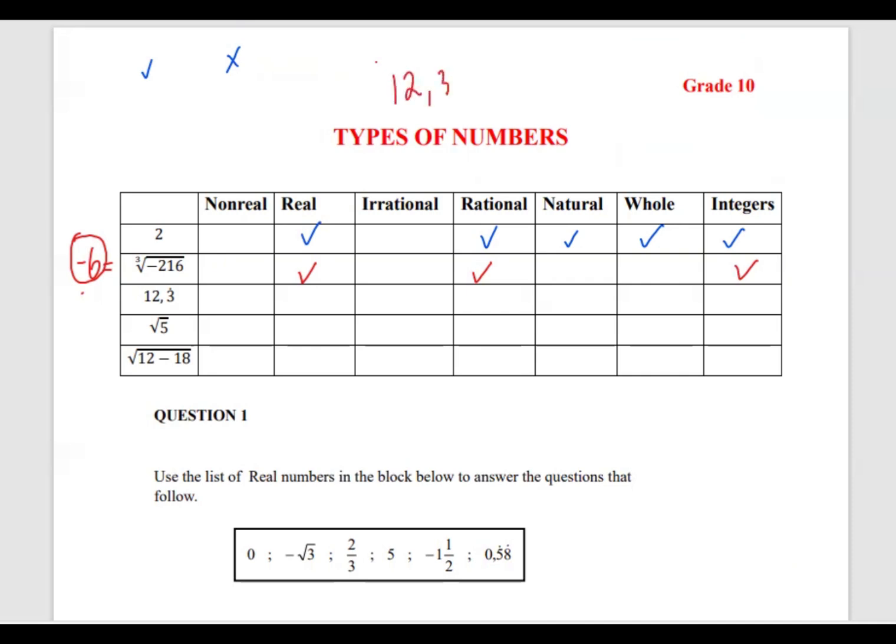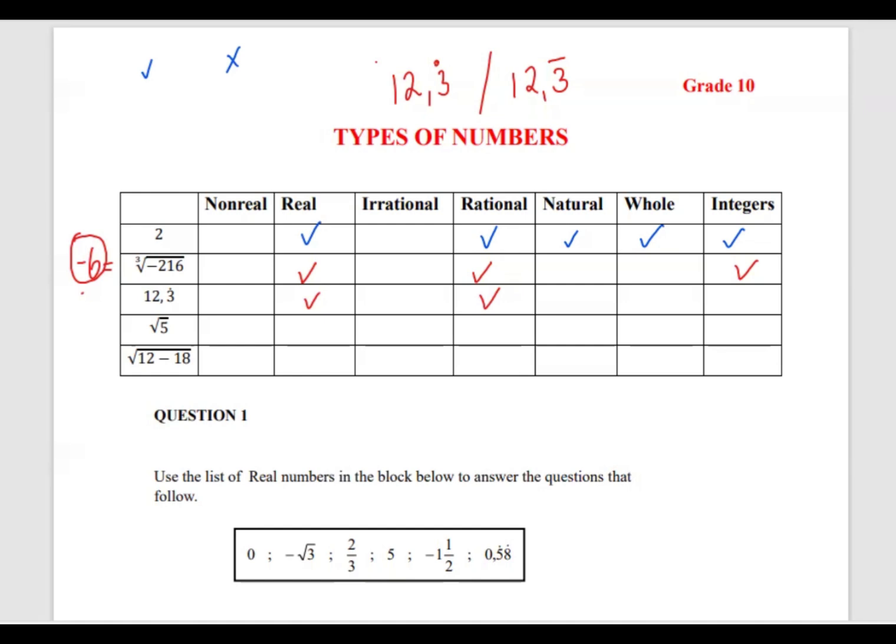All right, then we look at 12,3 with a dot, or some people would also write it as 12,3 with a bar on top. It simply means that this 3 repeats itself, so it's a recurring number. Recurring numbers are under the real numbers. Since they can be expressed as fractions, we said they will be rational. We don't have them as natural, we don't have them as whole, we don't have them as integers because we don't deal with fractions under those other aspects.